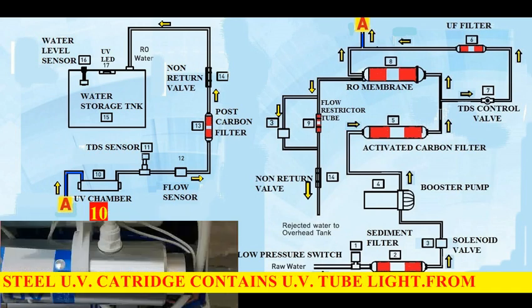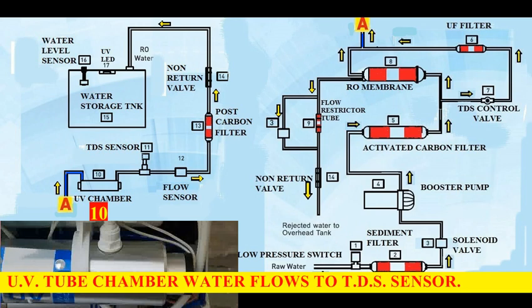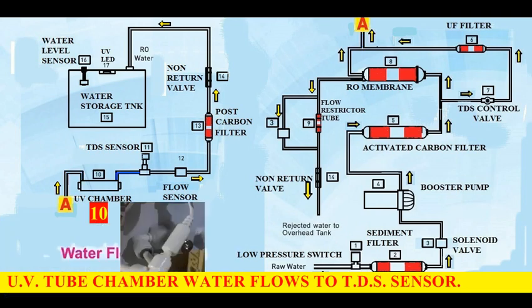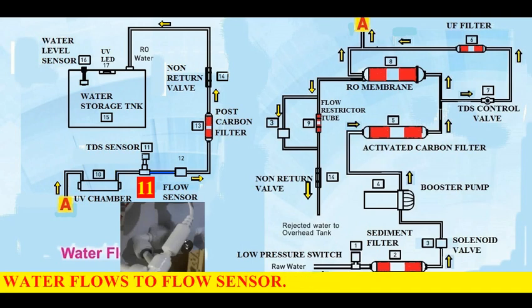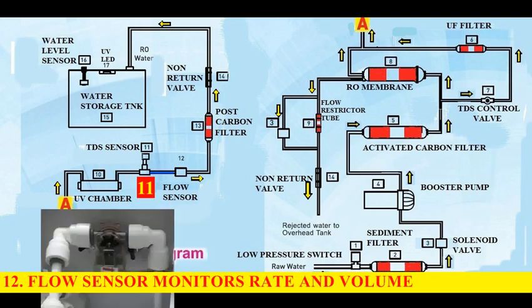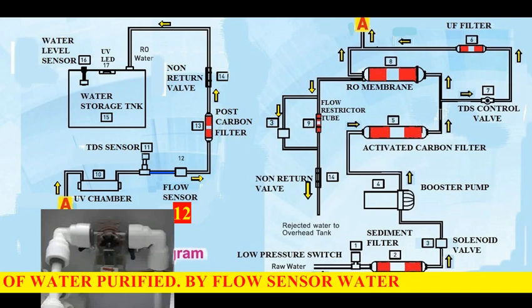Stainless steel U.V cartridge contains U.V tube light. From U.V chamber water flows to TDS sensor. Number 11, TDS sensor indicates the total dissolved solids in water. From TDS sensor water flows to flow sensor. Number 12, flow sensor monitors the rate and volume of water purified.